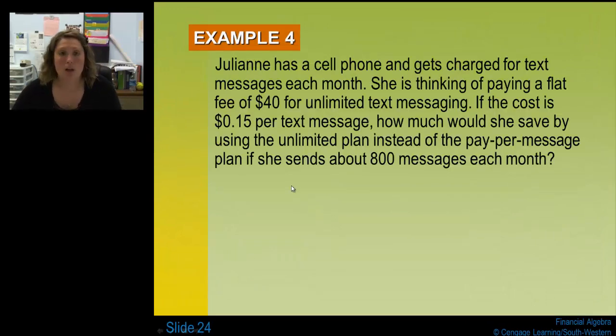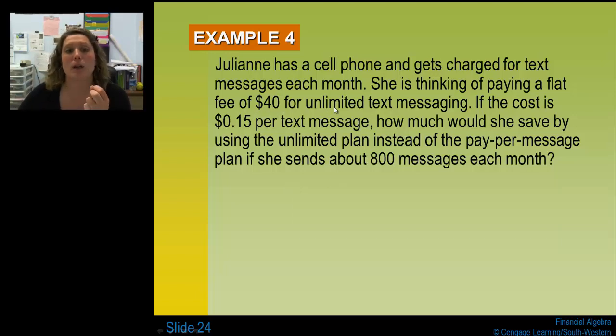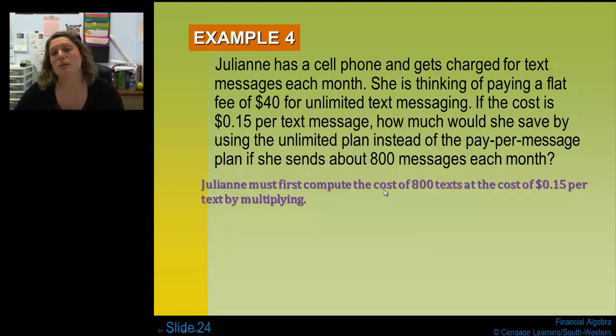Example 4. Julianne has a cell phone and gets charged for text messages each month. She is thinking of paying a flat fee of $40 for unlimited text messaging. If the cost is 15 cents per text message, how much would she save by using the unlimited plan instead of the pay per message plan if she sends about 800 messages each month? So the first thing we need to do is compute the cost of 800 texts at a cost of 15 cents by multiplying. So 15 cents times 800 text messages is 120.